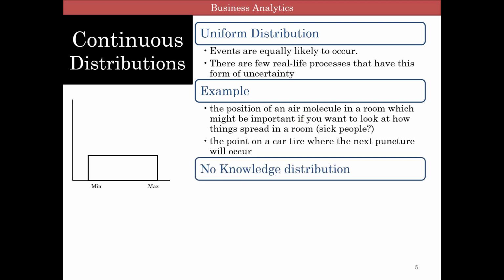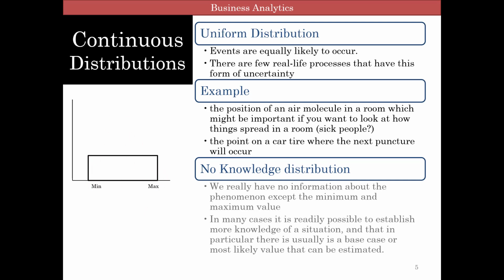It's also called no knowledge distribution because essentially what we're saying is, hey, we know the minimum and maximum, and we really don't know anything about the distribution in between. So we have no information about this phenomenon except the minimum and maximum value. And in reality, it is readily possible to establish more knowledge of a situation than just the minimum and maximum value.